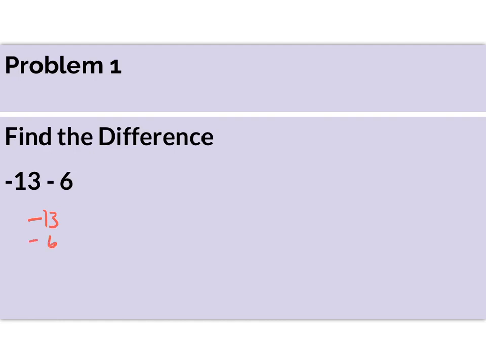But the sign goes with the number. The sign goes with the number. This sign goes with that number. Same signs add. Take the sign of the larger number. You get negative 19.